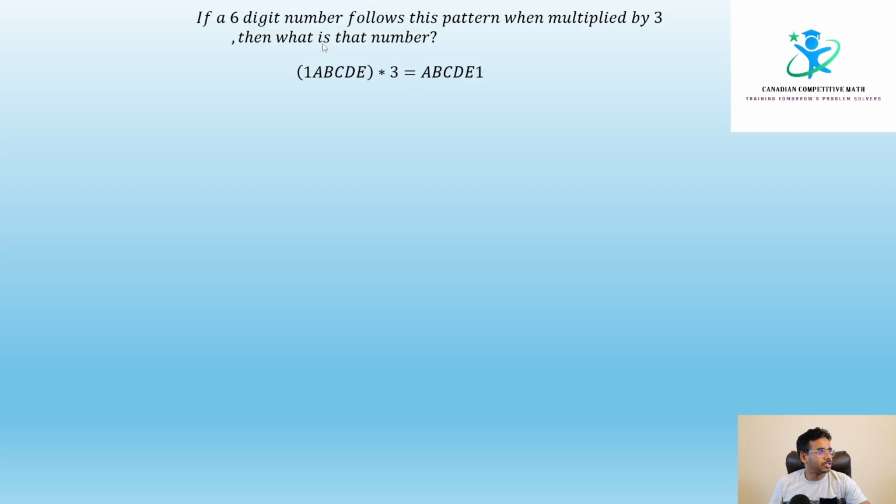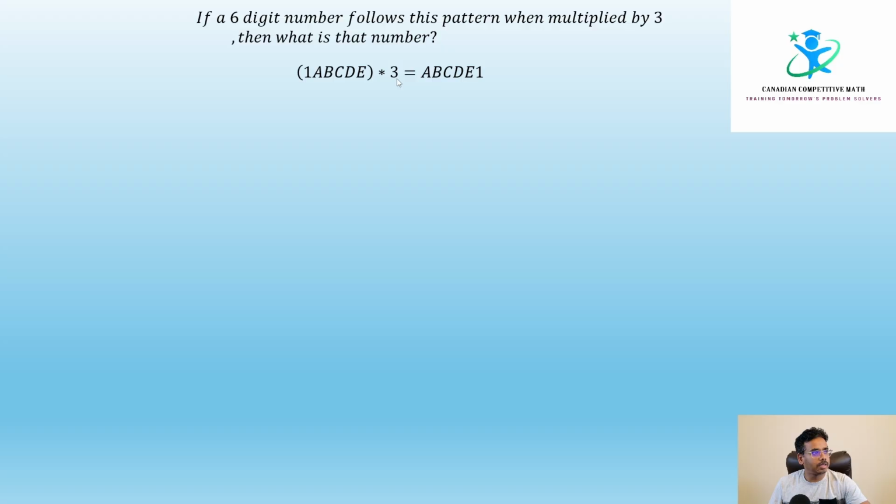If a six-digit number follows this pattern when multiplied by 3, then what is that number? We have a six-digit number here. That number starts with 1 and the remaining 5 digits we can say A, B, C, D, E. Each of them is a variable.